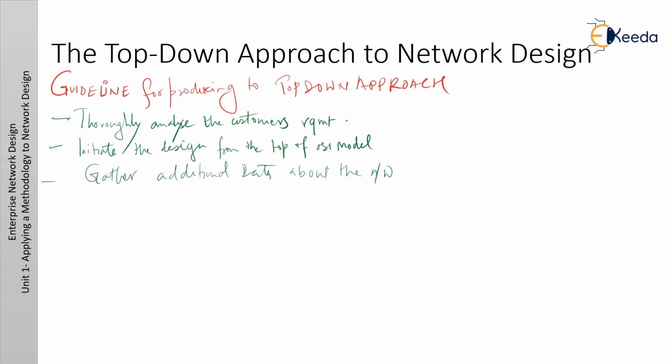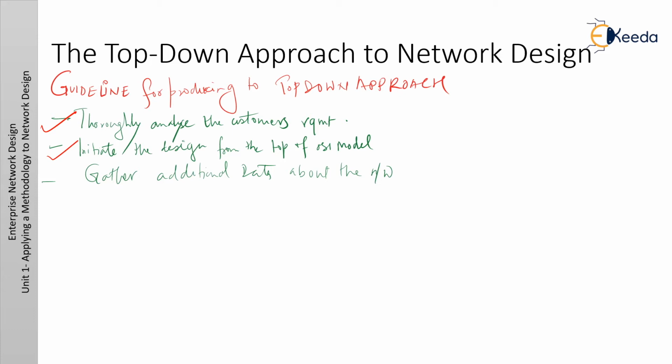So there are a few guidelines for following the top-down approach. First is to thoroughly analyze the customer's requirements. Next, initiate the design from the top of the OSI model, or you can say define the upper OSI layers, application, presentation, and session first, then define the lower OSI layers, transport, network, data link, and physical. These define the infrastructure, routers, switches, and media that are required.